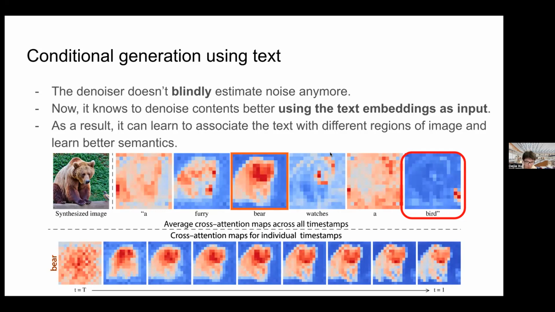As you can see in this visualization here, the model can now learn to associate the text with different regions of the image. And in this way, it can learn better semantics. So consider the image of a bear and a bird. You can see that the word bear corresponds to the region of the bear, and the word bird corresponds to the region of the bird. So in this case, we can do very fascinating conditional generation, because we can use text to control different regions of the image and do compositional generation of different subjects.